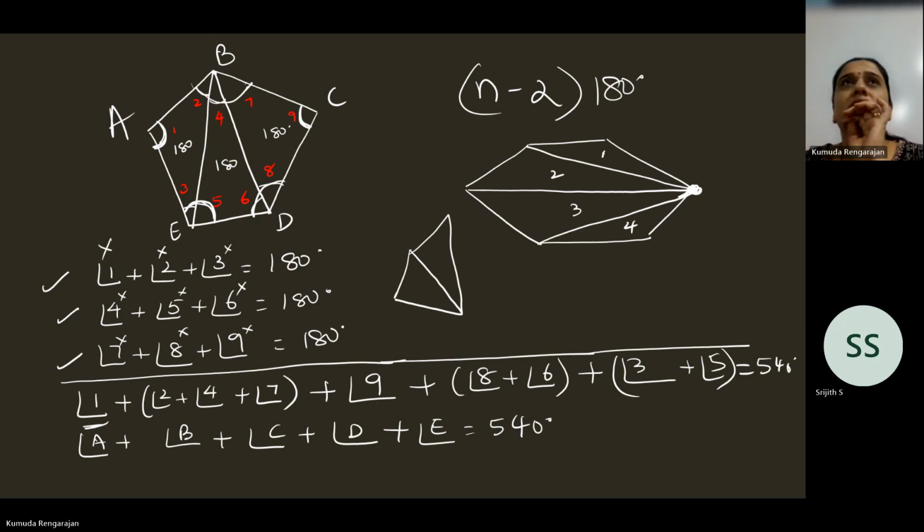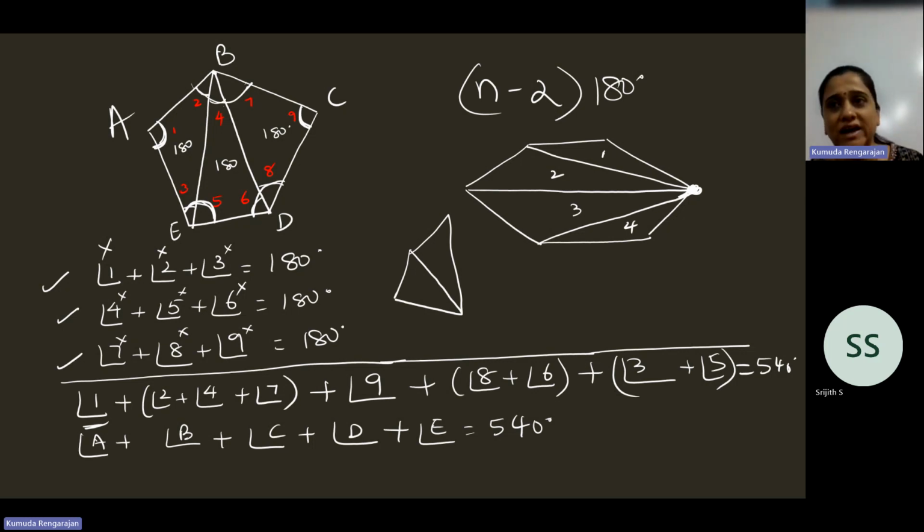Simple. If the polygon has n sides, you are able to divide the polygon into how many triangles? N minus 2 triangles. If it has 10 sides, you can make 8 triangles. If it has 20 sides, you can make 18 triangles. By choosing one vertex and continuously joining like that, you can make 18 triangles.